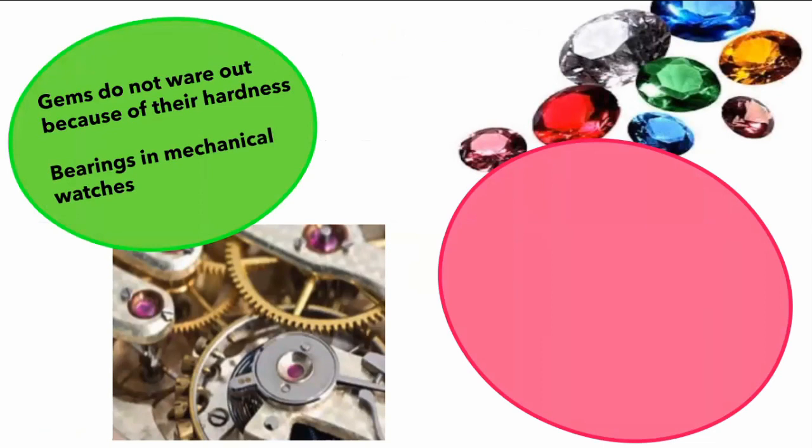Resistance to be worn out. As you all know, most of the materials that we use, from metals to polymers, wear out with time. But gems do not wear out because of their hardness. And that is why gems are used as bearings in mechanical watches.